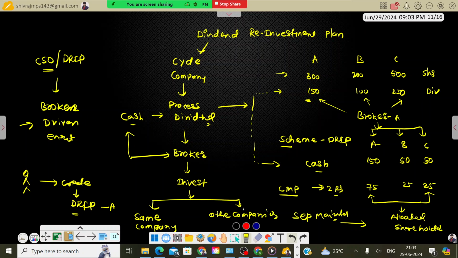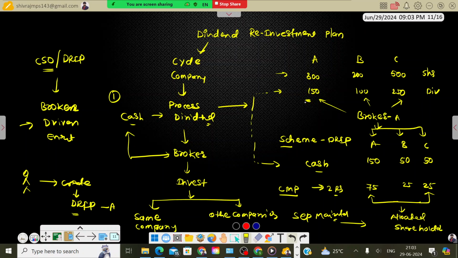But in most of the cases, the broker invests in the same company and maintains the records. So this is how the flow actually works. In the flow, the same DRIP events we process two times. One here, at the time when the company processes dividends, we process payments to the shareholders' account, and the same shareholders' account is basically cash, so we reverse it out. We reverse from the dividend process accounts.